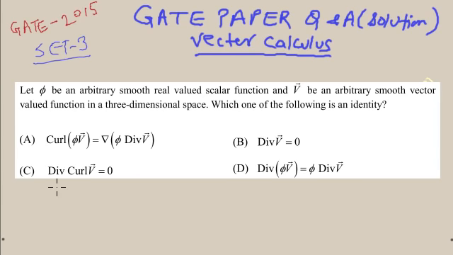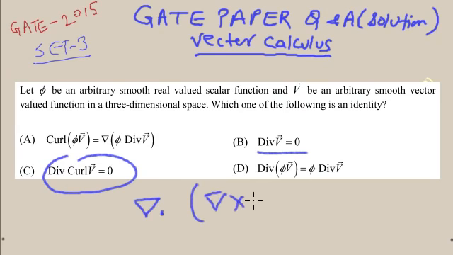This question I have already explained. Which of these is true? This is true because div of curl of V means del dot del cross V. So del cross V is perpendicular to del, so there is a 90-degree difference. So the dot product of any two vectors which have a 90-degree difference is 0. So this is 0. So this is the answer. So this is correct.